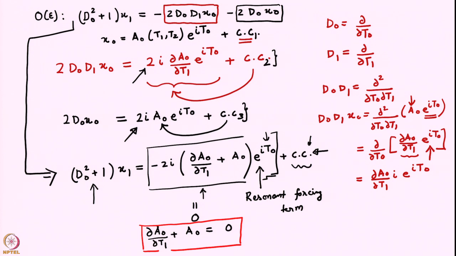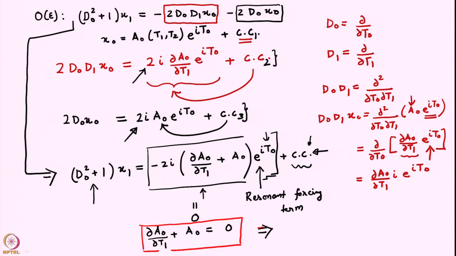The A0 was actually a function of T1 and T2 and had appeared earlier as a coefficient of the lowest order solution. So now, by eliminating the resonant forcing term, we have an equation governing A0. If we solve this equation, this is easy to solve, this is just a first order ODE. This is actually a PDE, but we can again solve it as an ODE.